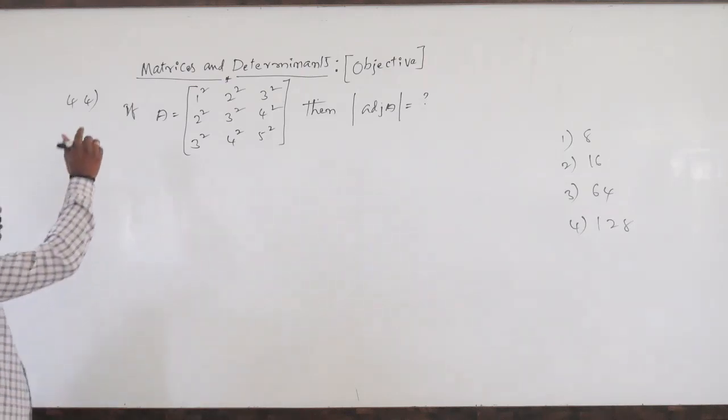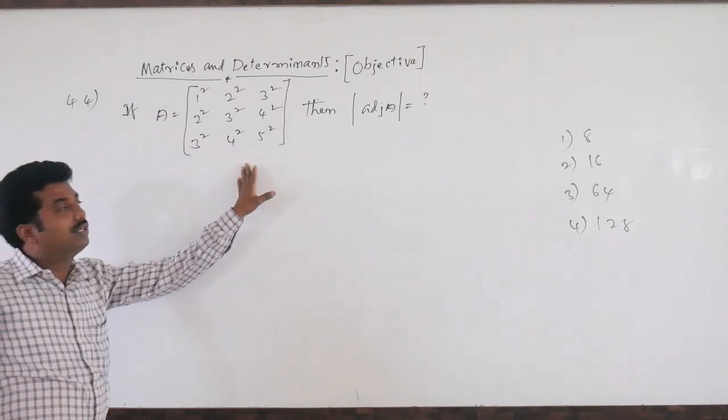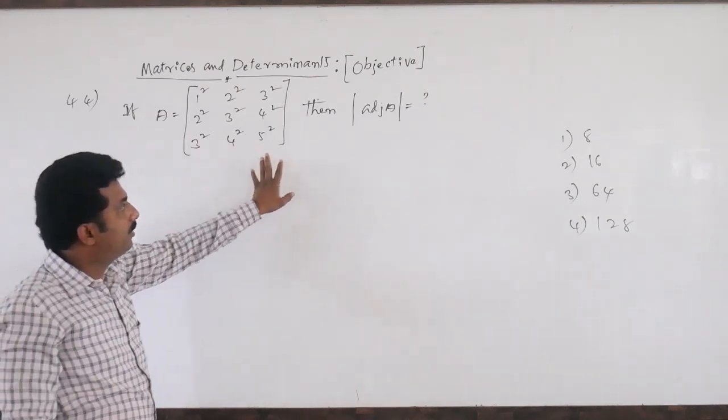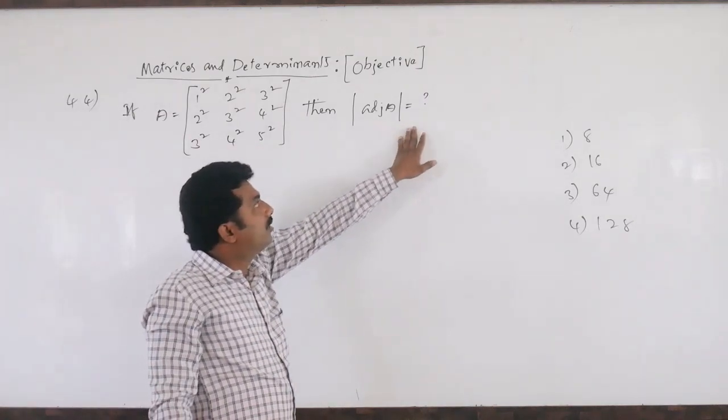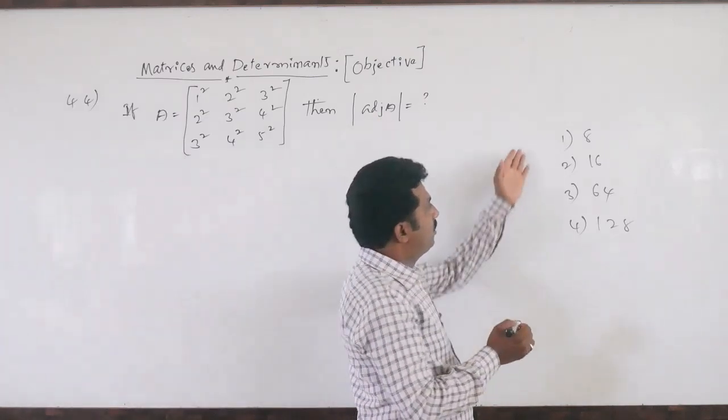So, how are they asking this question? If A is a square matrix of order 3 by 3, then they are asking for the determinant of adjoint of A. The options are given like this.